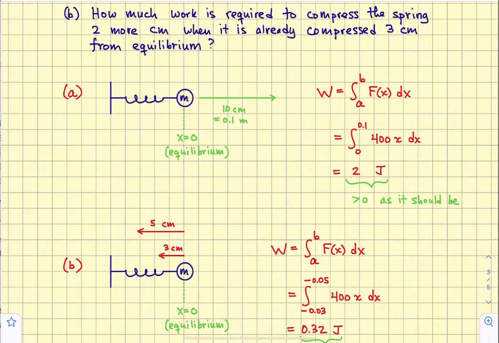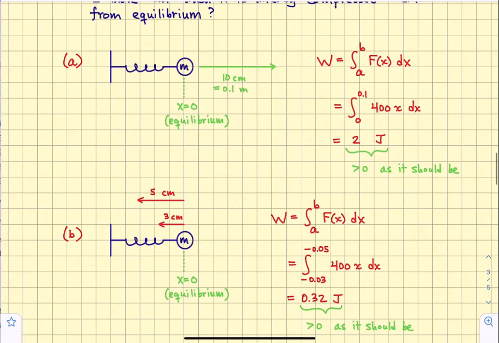Again, work is the integral from a to b of f of x dx. We've already said that our force is 400x. And now it's just a matter of integrating from the 3 centimeter left position to the 5 centimeter left position. We have to keep in mind that our units have to be consistent, so we're going to rewrite 3 centimeters to the left as negative 0.03 meters and 5 centimeters to the left as negative 0.05 meters. And now we would integrate from minus 0.03 to minus 0.05. Once again, we're integrating from right to left of 400x dx. This comes out to be a positive 0.32 joules. It's positive work just as it should be.